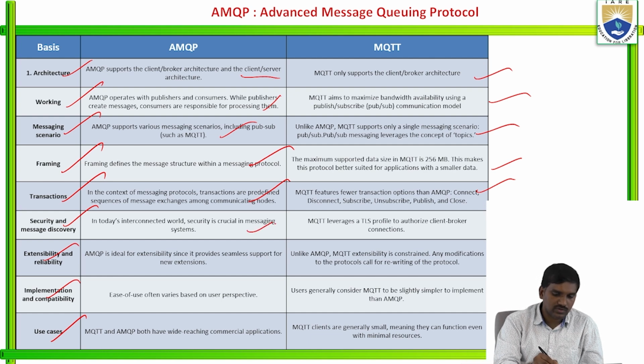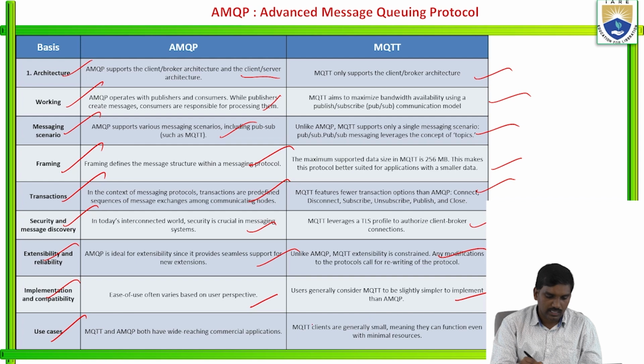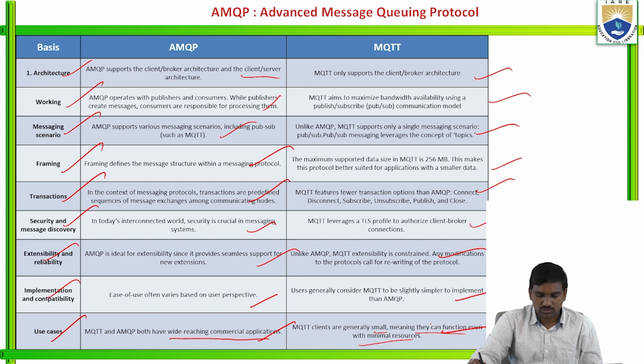Security and message discovery: in today's interconnected world, security is crucial in messaging systems. MQTT leverages the TLS protocol to authorize the clients and brokers. Then extensibility and reliability, and implementation compatibility. And in the case of use cases, both have a wide range of commercial applications. MQTT clients are generally small, meaning they can function even with minimal resources.